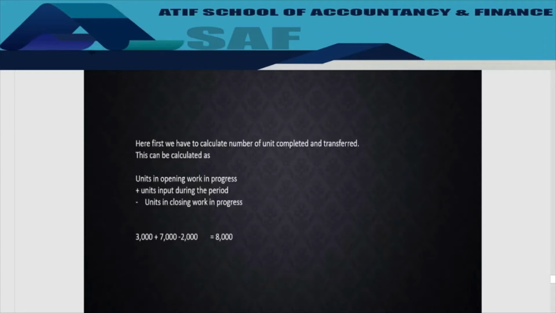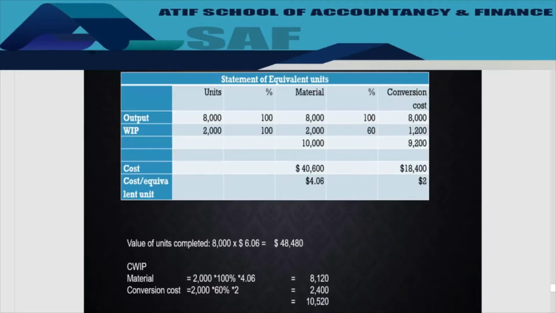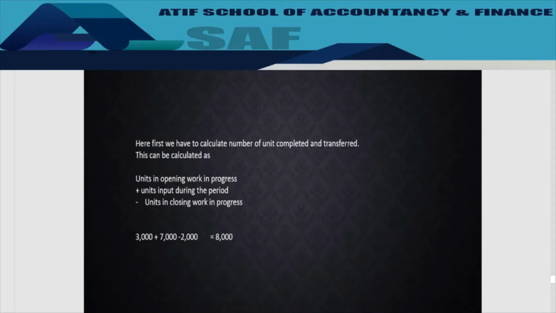Here first we have to calculate the number of units completed and transferred. This can be calculated as units in opening work in progress plus units input during the period minus units in closing work in progress. So 3000 units in opening work in progress plus 7000 units input during the period minus 2000 units in closing work in progress gives you the quantity of units completed and transferred to the next department, 8000.